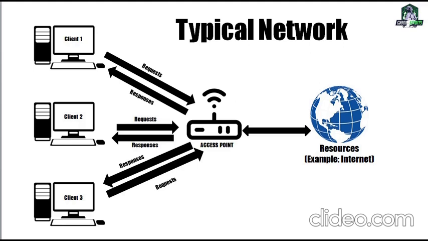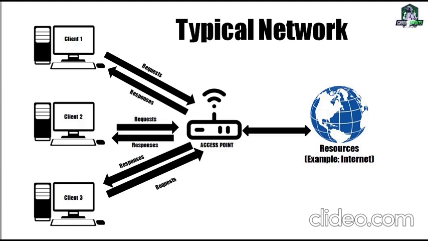The only way they can access the resource is through the access point. Say you connect client number 1 to the home network over Wi-Fi or Ethernet, over a cable, and then you open a browser and type google.com. What happens is your computer will send the request through the access point asking for google.com. The access point has access to the resource, which is the internet in this example, so it goes and forwards the response to your computer, and as a result you will see the website loading in your browser.